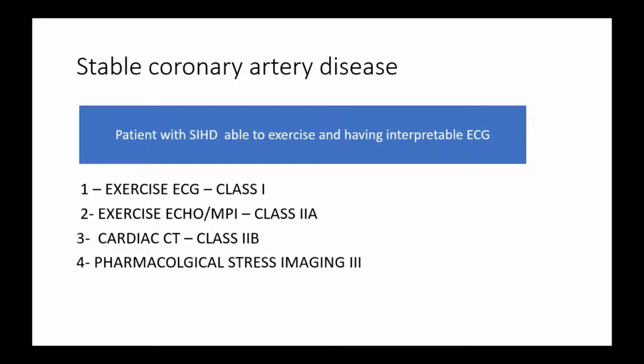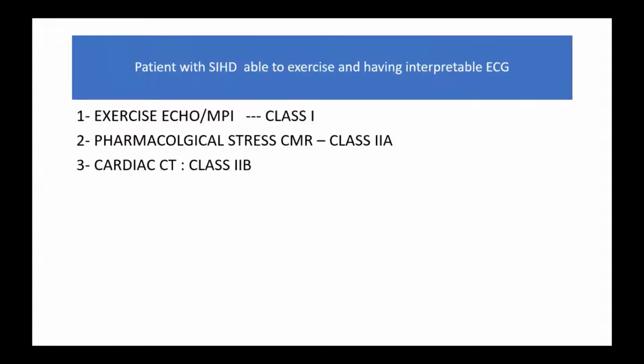So the exercise ECG will be class 1, exercise echo or MPI will be class 2A, and cardiac CT is 2B. And of course, pharmacological test will be class 3, since the patient can exercise. Those who are able to exercise and having uninterpretable ECG will go for exercise imaging, pharmacological stress MRI, class 2A, and cardiac CT will be class 2B.